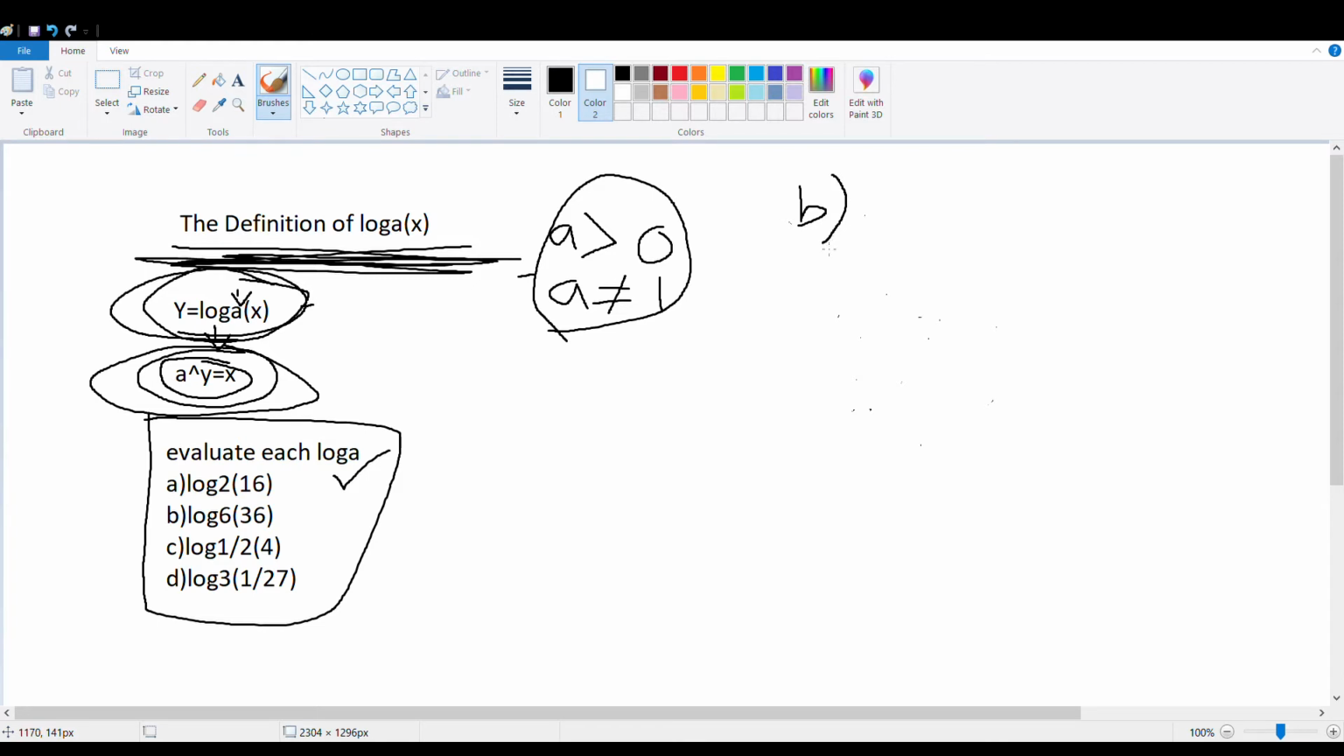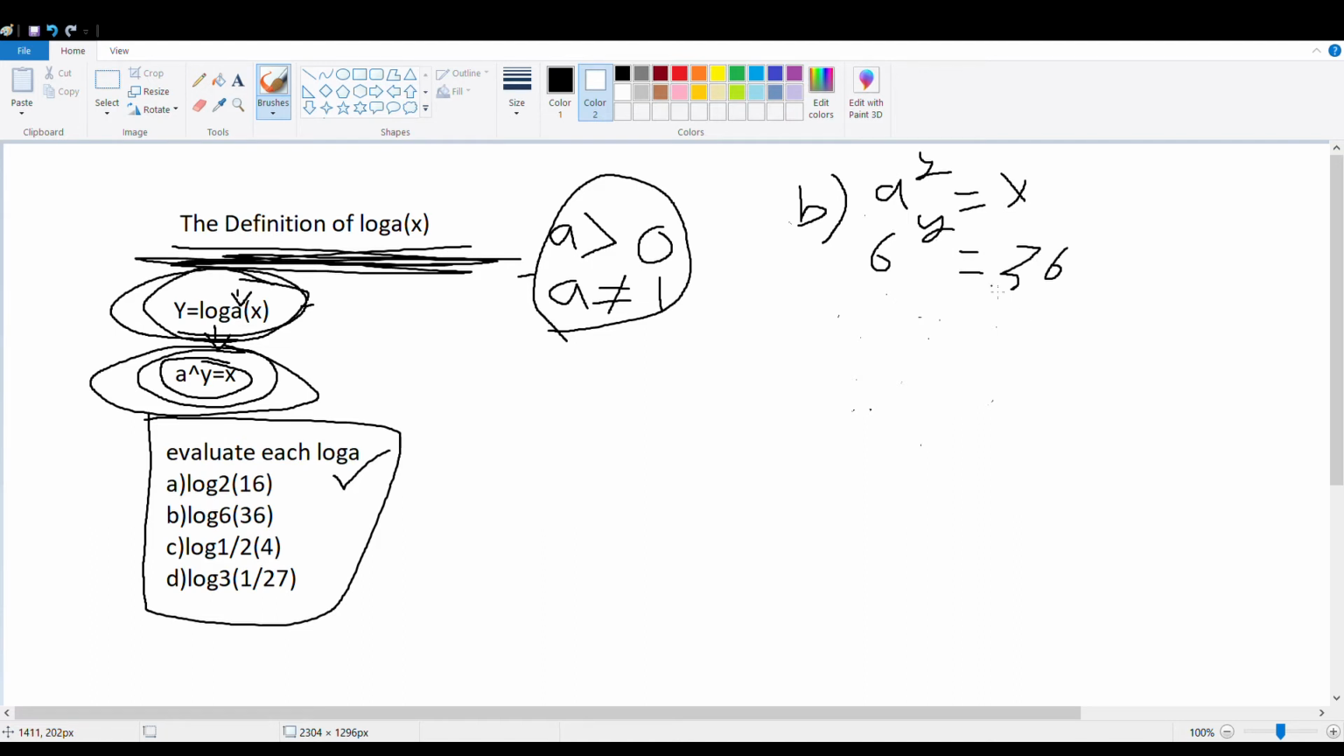I'm going to be doing the letter B. I wanted you guys to be doing this one as well at home with me. Since I don't have any calculator, I'm going to use the second equation right here. So I'm going to write it down: a to the power of y equals x. Sorry for bad handwriting, I don't usually write with a mouse. The a right here is 6, so I'm going to input 6, and then y is what we are going to find, and it equals 36.